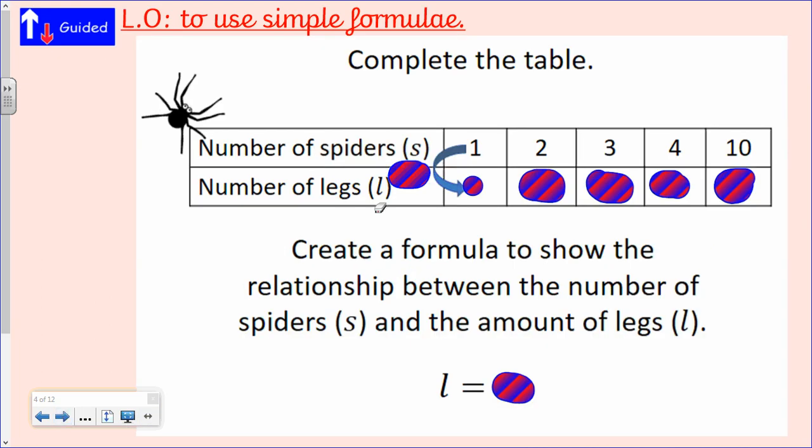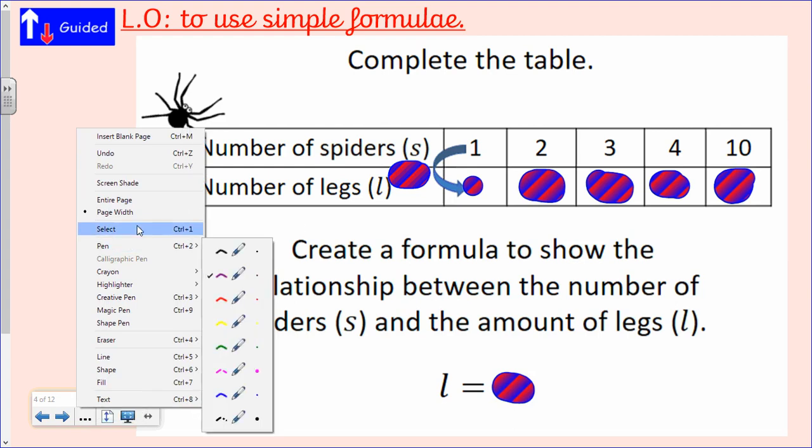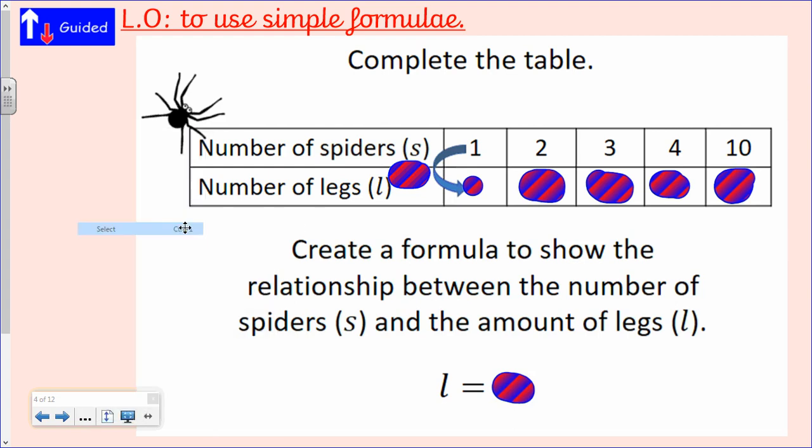Okay, let's have a look at this next one. I've not given you the clue this time, but hopefully we can figure that out fairly simply. So we've got the number of spiders, which is going to be represented by the letter S, and the number of legs, which is going to be the letter L. Now, it helps if you know how many legs a spider has. There is a handy little diagram here if you are not sure.